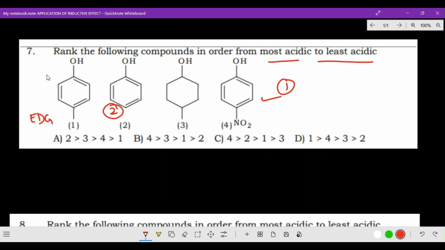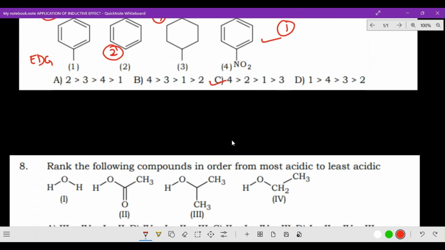The last one, cyclohexane, is an alkane, not an alcohol, the least acidic, with an electron donating group. So that is the fourth one. Which is the correct option? 4 2 3 1. C is the correct option. Yes, got it. Next one.